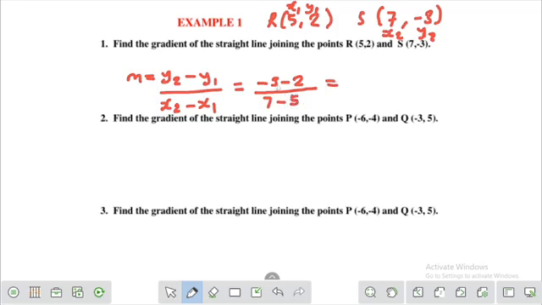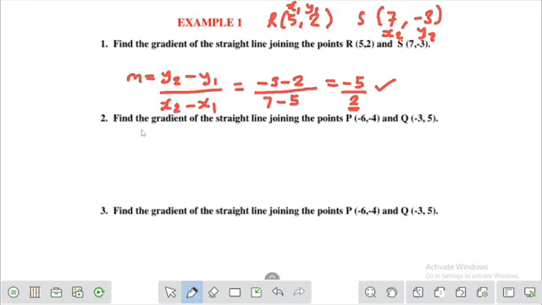Okay, so negative 3 minus 2 to give us negative 5 over 7 minus 5 to give us a 2. So this is the gradient that we have, negative 5 over 2. So same signs, negative, negative we maintain, 3 plus 2 is a 5. So negative 3 minus 2 give us a negative 5. So we have answered our question 1. Let us now move on to our question 2.